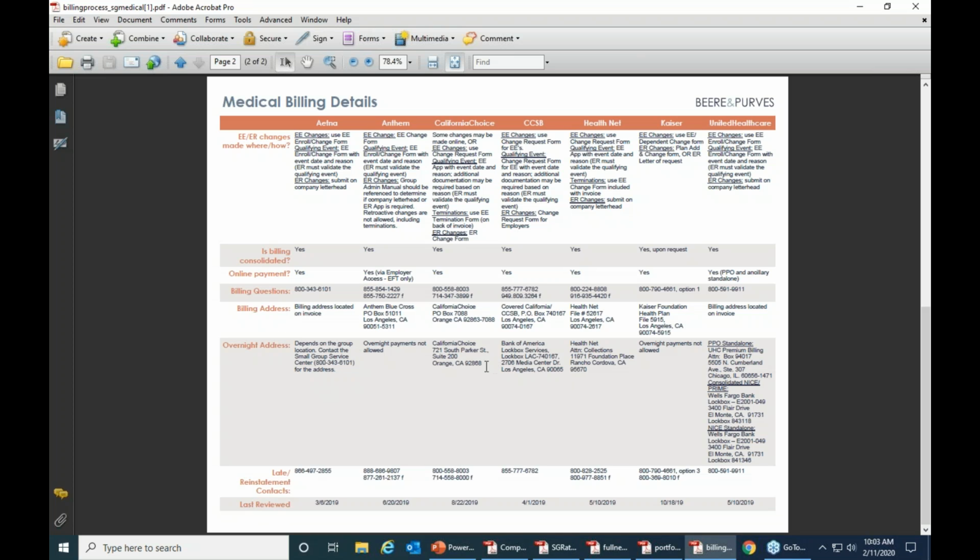Please make sure you reference this. There are a lot of addresses that show up. Please don't send the money to the wrong address. It'll take a long time for them to find it. This is the information that you should be referencing anytime you have a billing question. It is all listed right here.